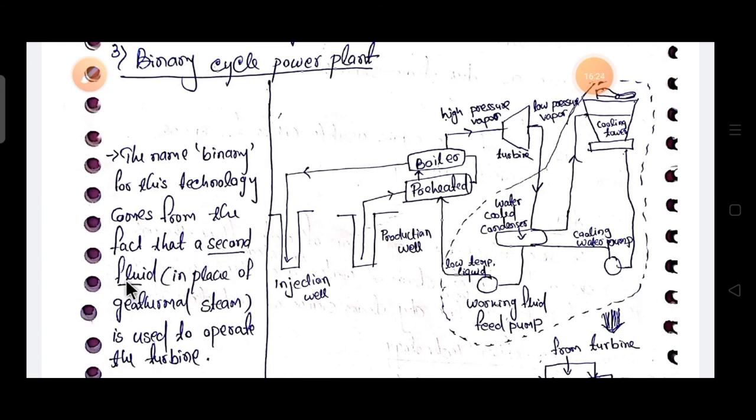What is the second fluid? The second fluid is bore well water, which means we use cold water. Previously in the flash steam and direct steam power plants, we used heated hot steam or hot water. But here in the binary cycle power plant, we use bore well water or cold water, and after that we preheat it and send it to the boiler. In the boiler, this preheated water gets heated.